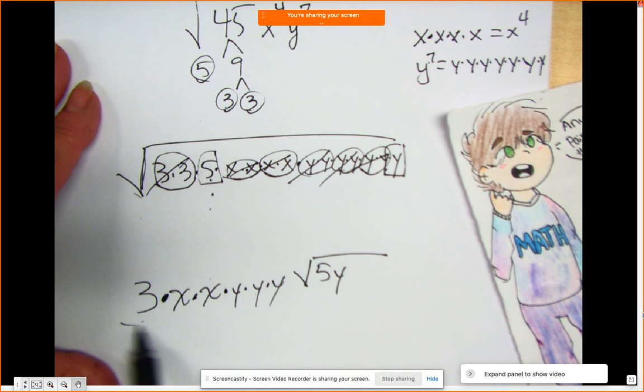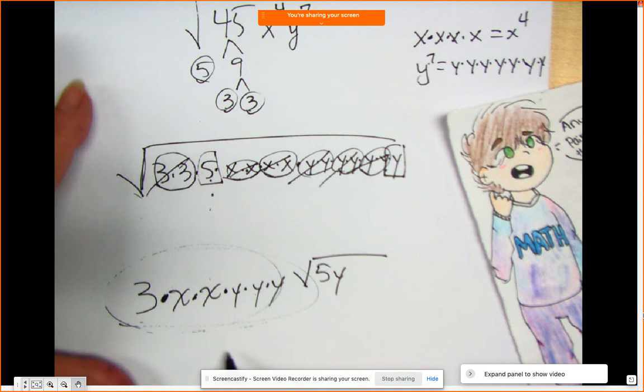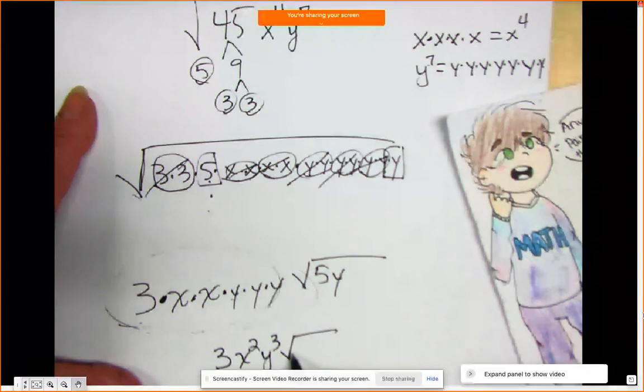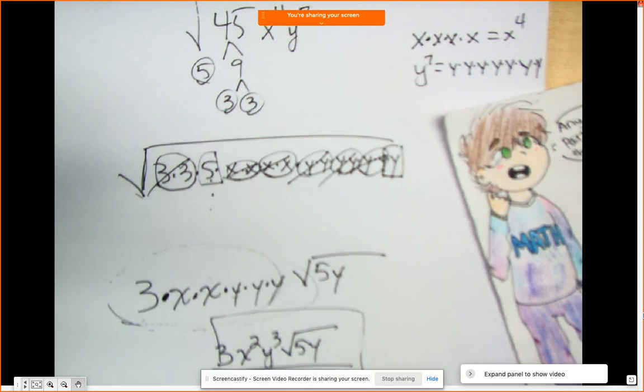Now, you multiply all of this back together. If there are several numbers, you'd multiply all the numbers. But in this case, there was only one, but there are 2 x's. That's x squared. 3 y's is y to the 3rd. So this would be my answer for 45 x to the 4th, y to the 7th.